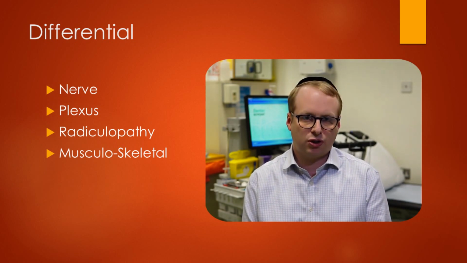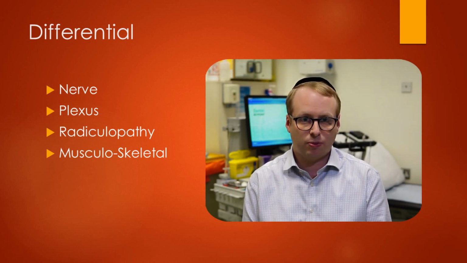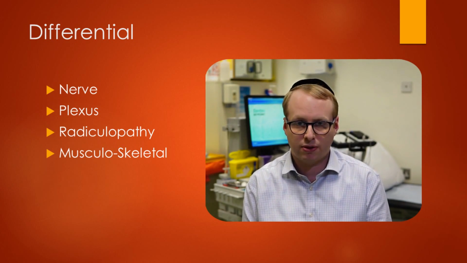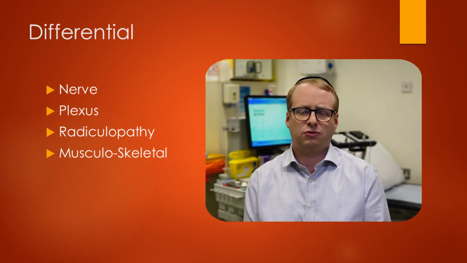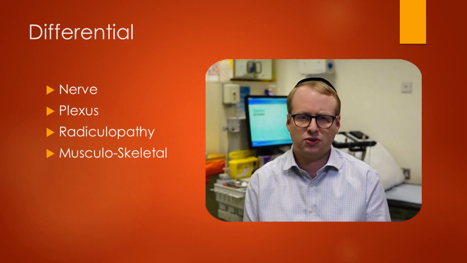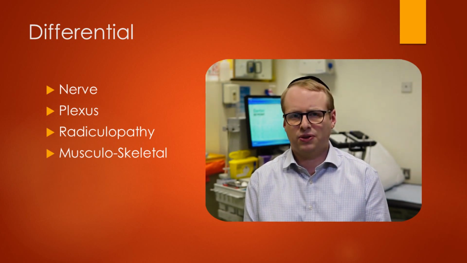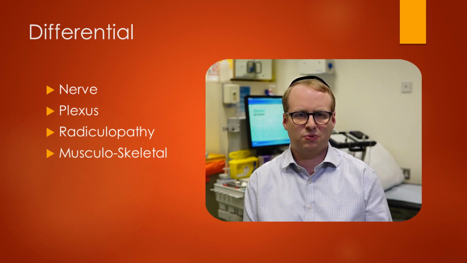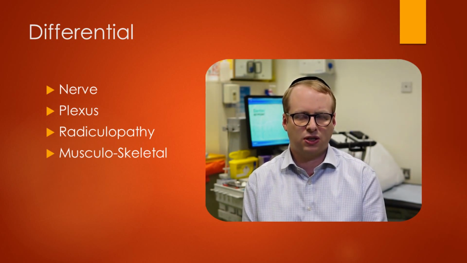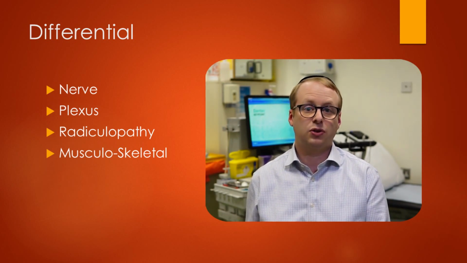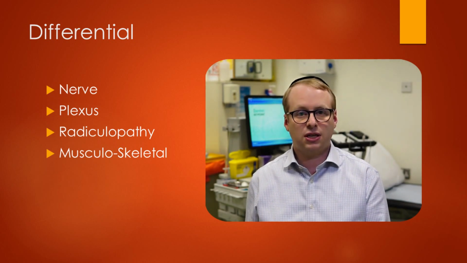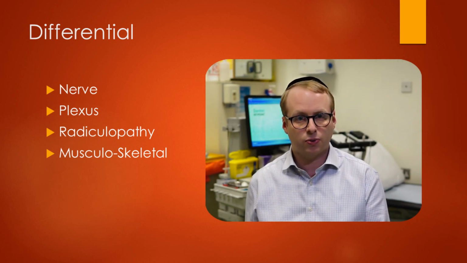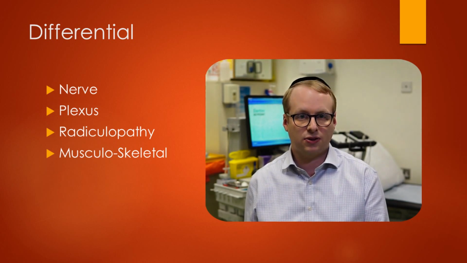So the primary differentials here will be a length-dependent neuropathy, possibly a generalised neuropathy. Of course, there are other differentials such as mononeuritis multiplex in these situations, or even plexopathies or radiculopathies, but these are far less common. These would be somewhat out of the box in this particular scenario. Let's have a look at the nerve conduction data and see if we can shed some further light onto what type of neuropathy this patient has.